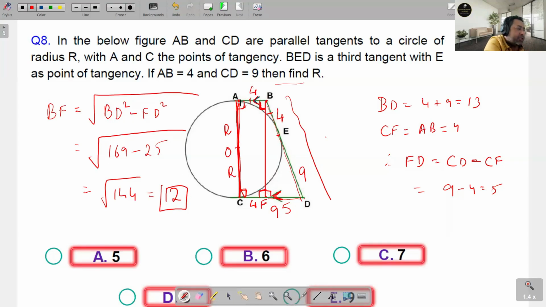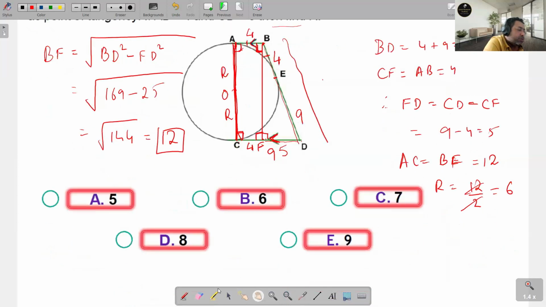Now understand, we established that ABCF is a rectangle. Therefore, we know that AC will also be equal to BF, which is equal to 12. But AC is nothing but the diameter. Therefore, the radius of the circle will be half of the diameter, that is 12 by 2, which is going to be 6. So your correct answer here is option B, which is 6. All right, so I hope this question is clear. Let's move on to the next question.